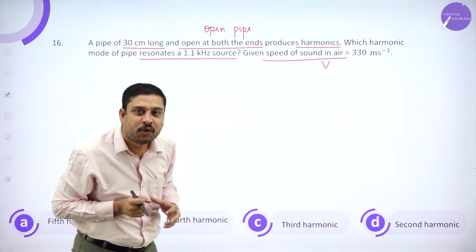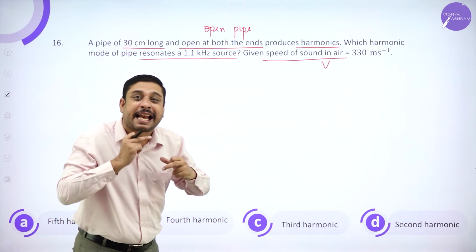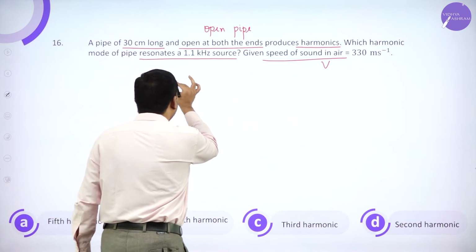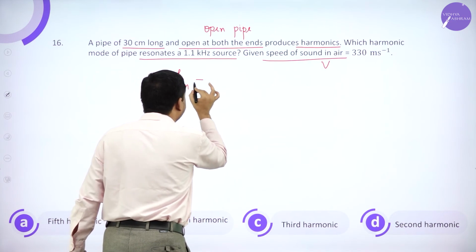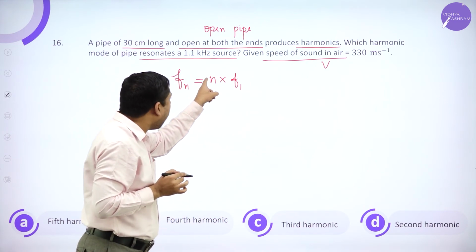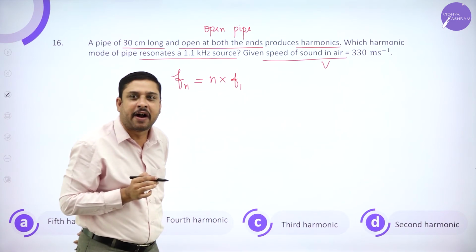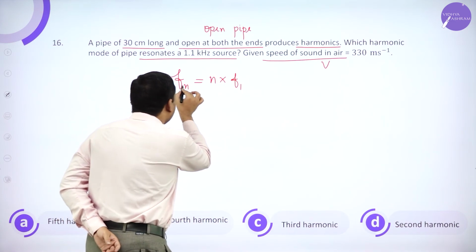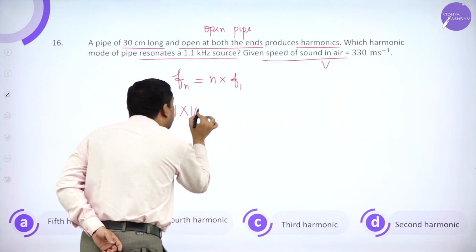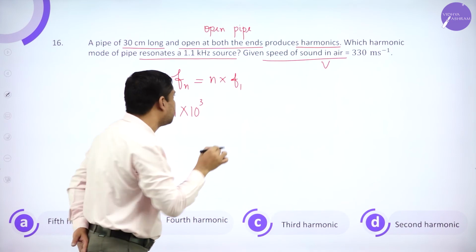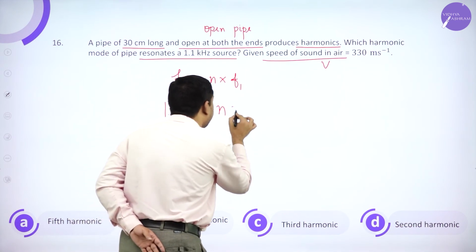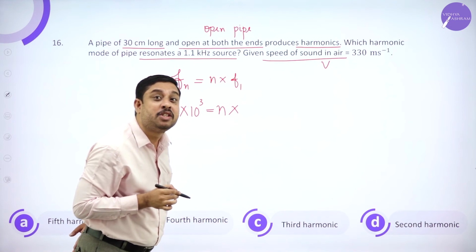So you have to calculate which harmonic is resonating that frequency, which harmonic is matching that frequency, for which I use the relation Fn is n into F1. This is the harmonic mode and this is the fundamental frequency. Now the frequency of the source is 1.1 kilohertz. I have to calculate what is n, which harmonic is resonating, into fundamental frequency of open pipe.